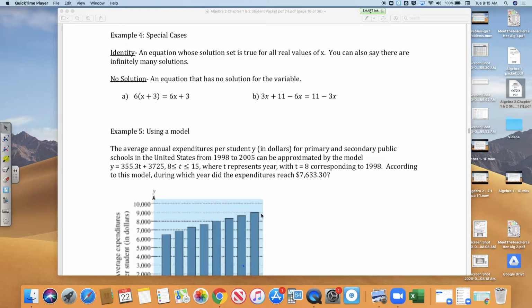6 parentheses x plus 3 equals 6x plus 3. If I go to solve this, the first thing I would do is distribute. 6 times x is 6x. 6 times 3 is 18. So I have 6x plus 18 equals 6x plus 3. Now, I already know that this is false. This can't happen. 6x plus 18 does not equal 6x plus 3. There's no number that will be able to do this.